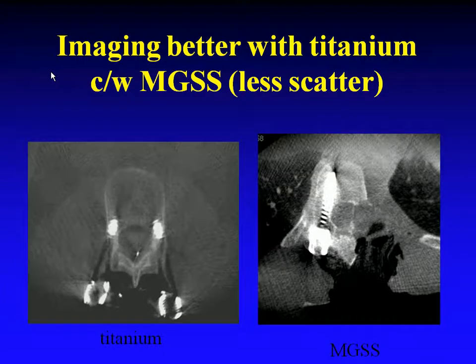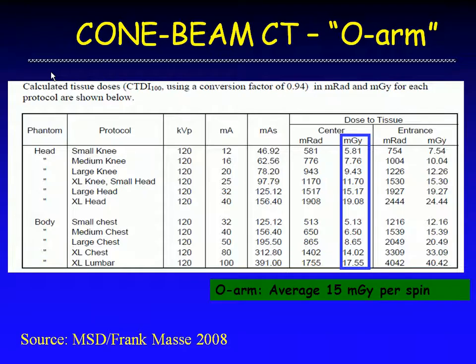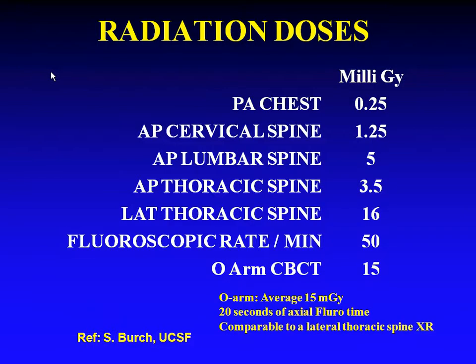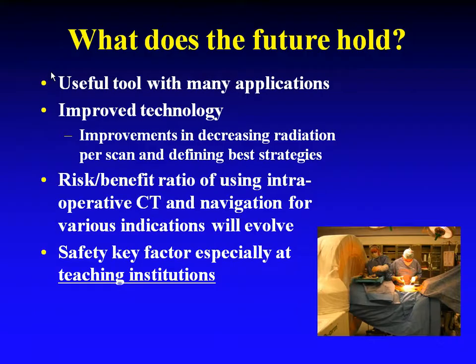So much better images with titanium as opposed to stainless steel. We are concerned about the amount of radiation. This is not insignificant. The amount of O-arm radiation averages about 15 to 20 milligray. It is equivalent to 20 seconds of axial fluoro time, and comparable to a lateral thoracic spine X-ray.